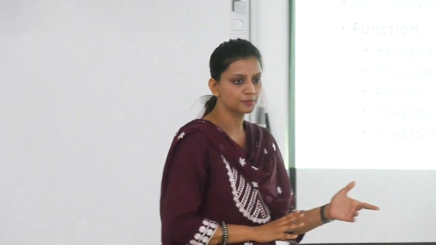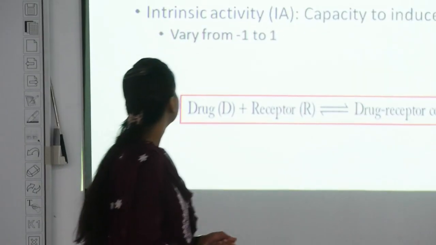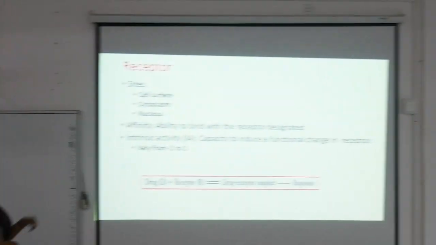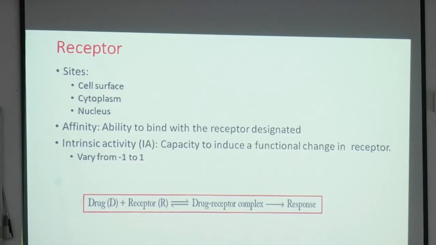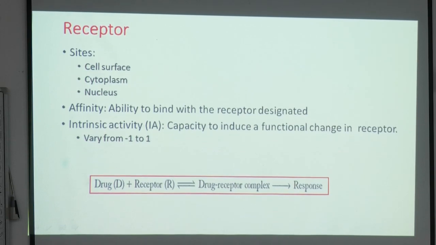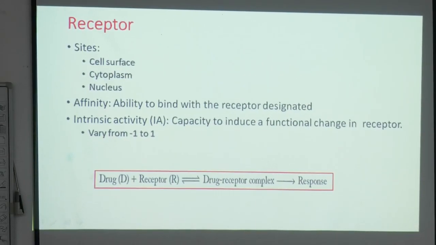Receptors are everyone. Clear? Mostly they are, but not always. There are some receptors which do not produce. Next. Receptors. I told you the site is either the cell surface or inside the cell. Inside the cell it can be cytoplasm, it can be nucleus.